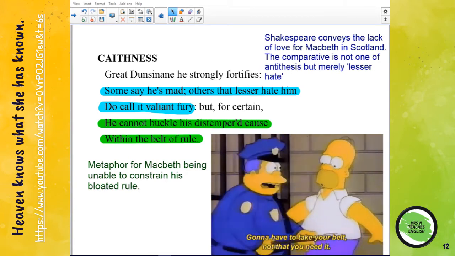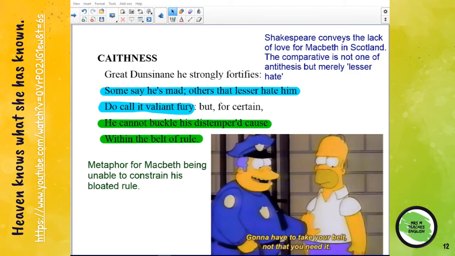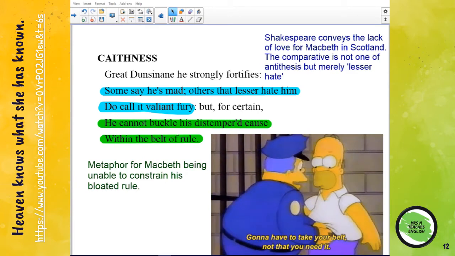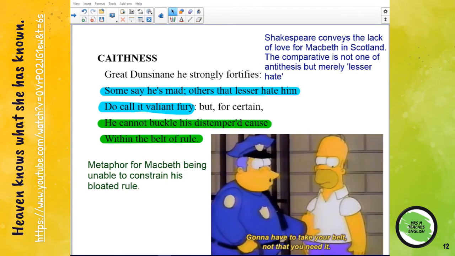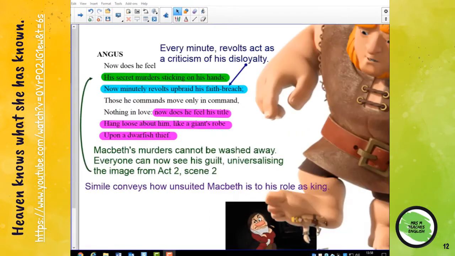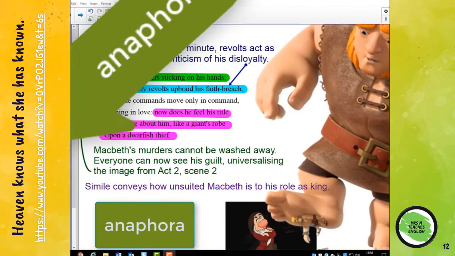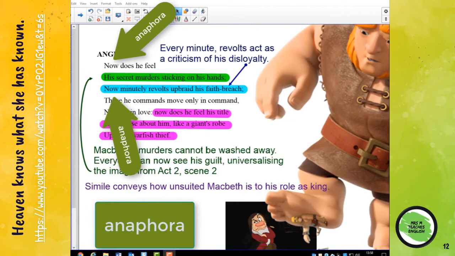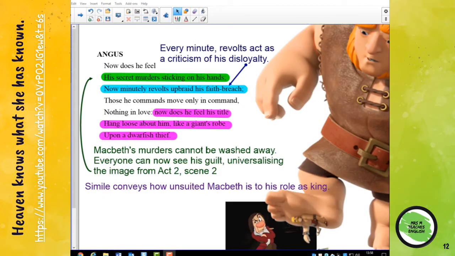This is what Macbeth's rule is like. It's so chaotic, so overblown, so full of ill behaviours that it's impossible to create a sense of order. Angus's comments are structured through the use of anaphora. So we have, "now does he feel, now minutely revolts, now does he feel his title." The anaphora that begins each of those clauses with "now" gives a sense of how overwhelmed Macbeth is at this particular point in time.